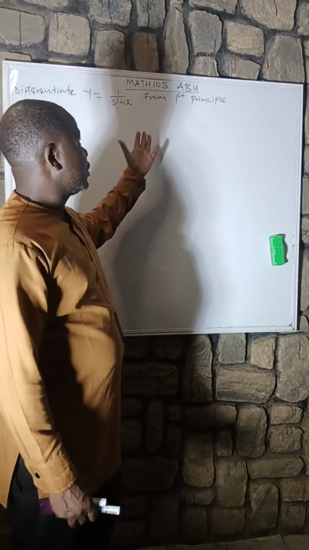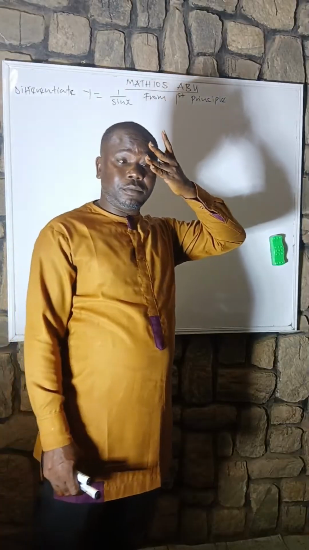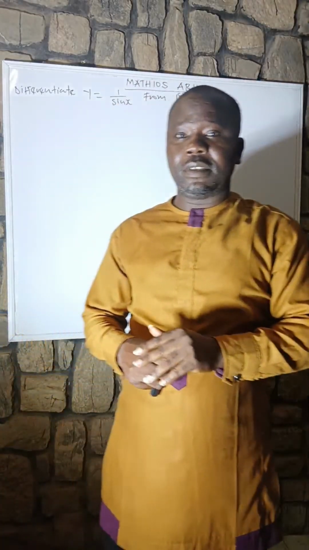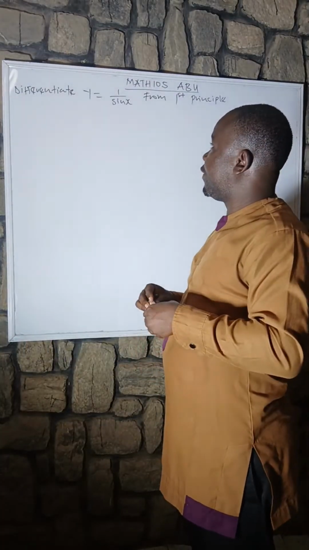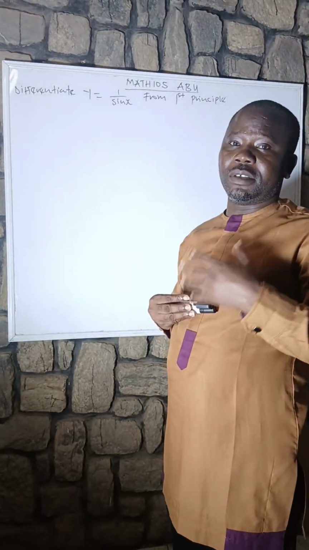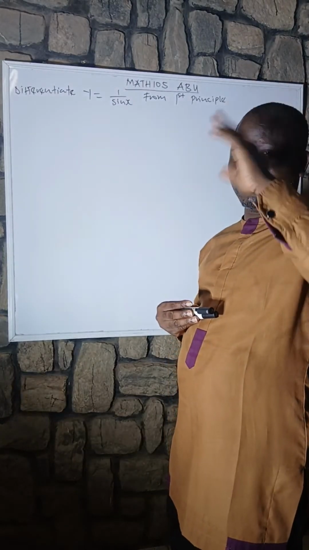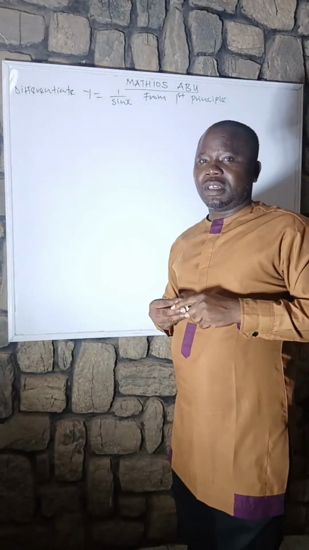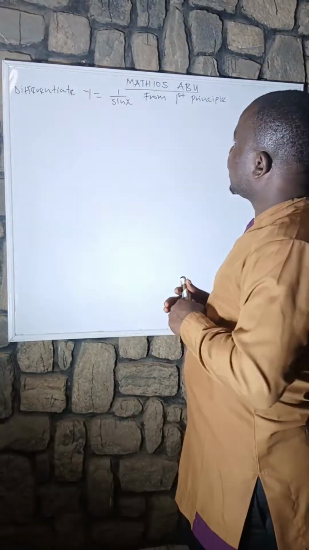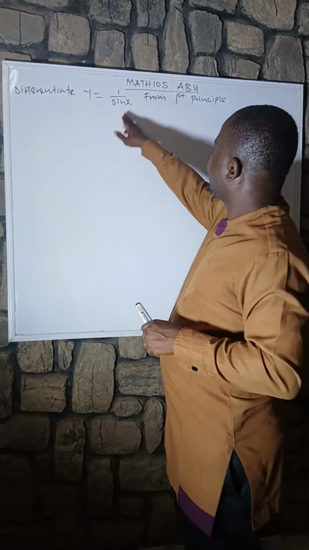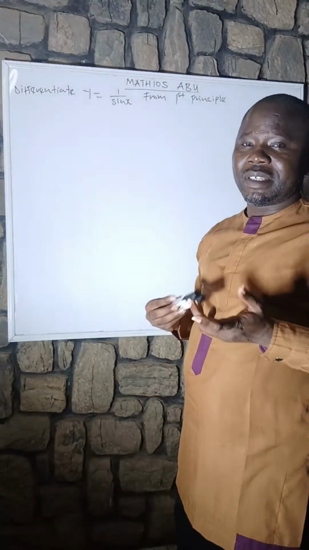The questions were sent to me from ABU. These are past questions, distance learning, 2025. I think they just took the exam the day before yesterday or thereabouts. Yeah. So we'll be looking at this past question. It says differentiate y equals 1 over sine x from first principle. It is as simple as ABC.